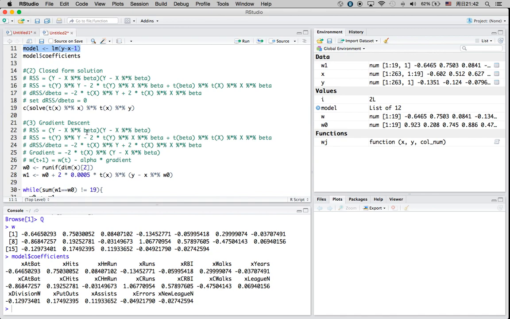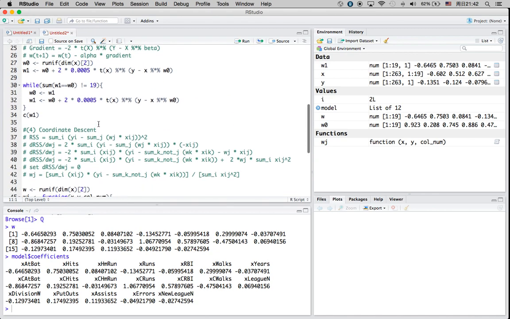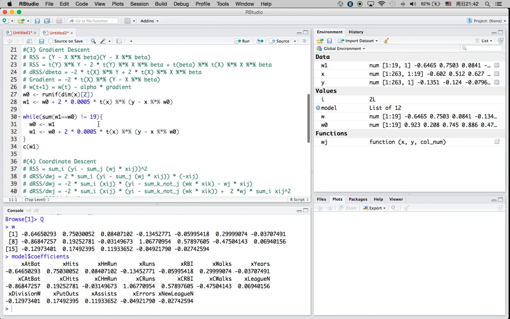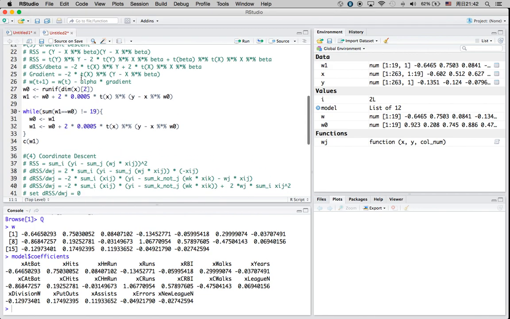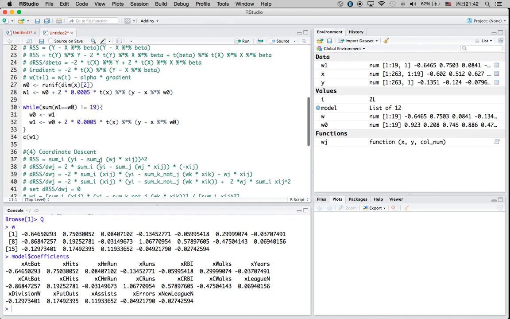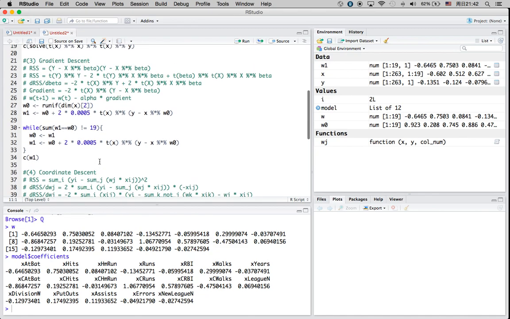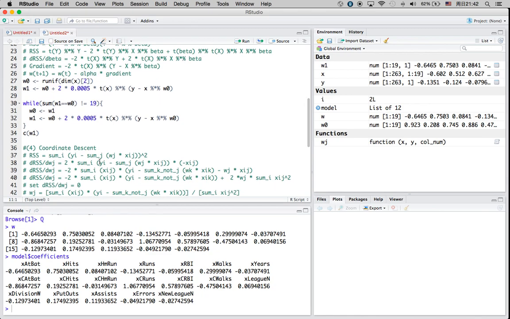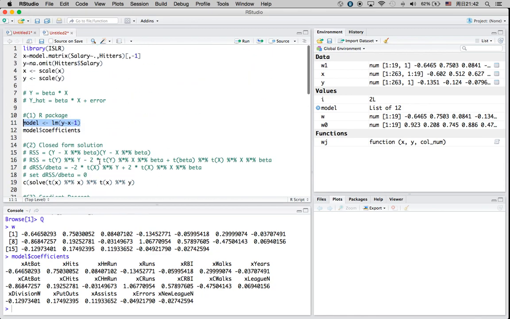These are all very powerful techniques, especially the last two methods, for optimizing your cost function in higher dimensions, if you have a higher dimensional residual cost function. So this is how to calculate the coefficients for a multiple linear regression in R.